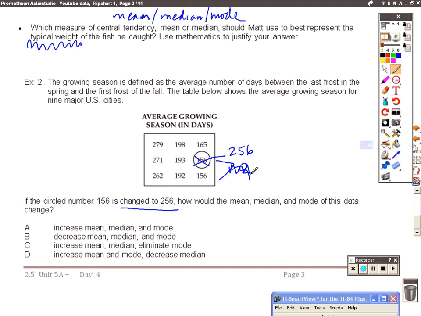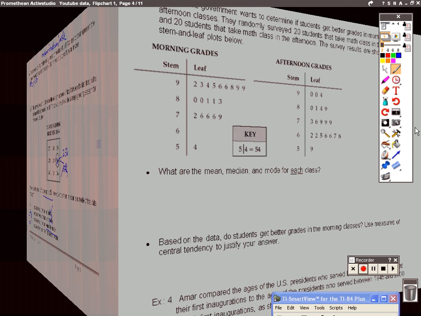So if I look at my answers, A says it would increase the mean, median, and mode. Well, it's not going to increase the mode. We know that, so that problem is eliminated. Decrease the mean, median, and mode. It's not going to do that either. Increase the mean, median, and eliminate the mode. Well, that's what we talked about. Before we had two 156s, and now we don't, so we eliminated the mode, so this has to be the answer. So when you are doing multiple choice questions, you want to look for ways to eliminate answers.